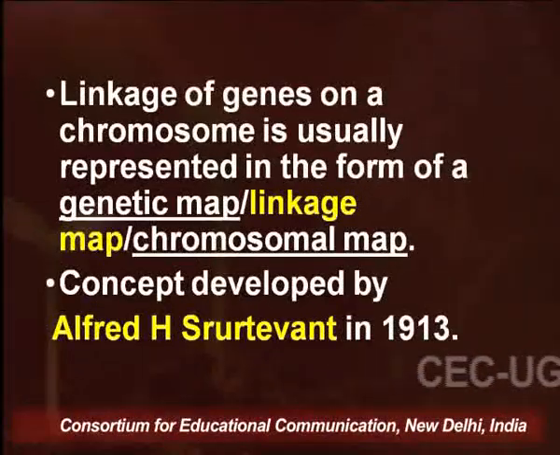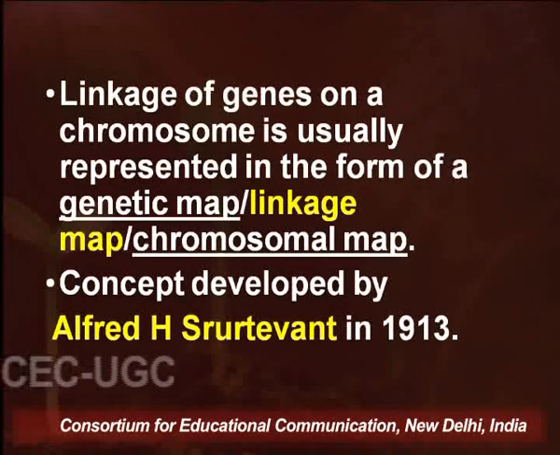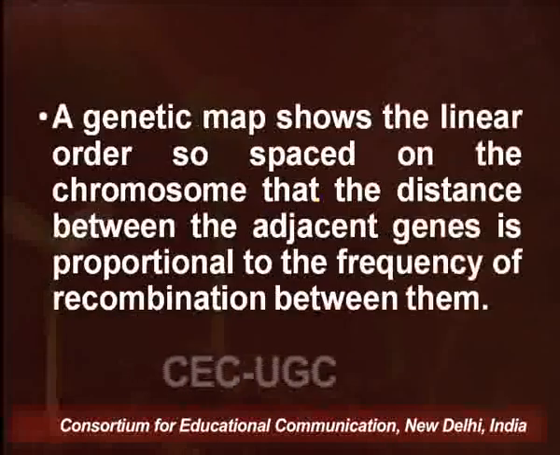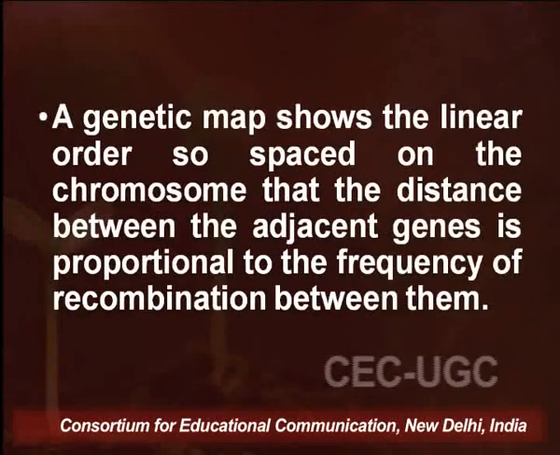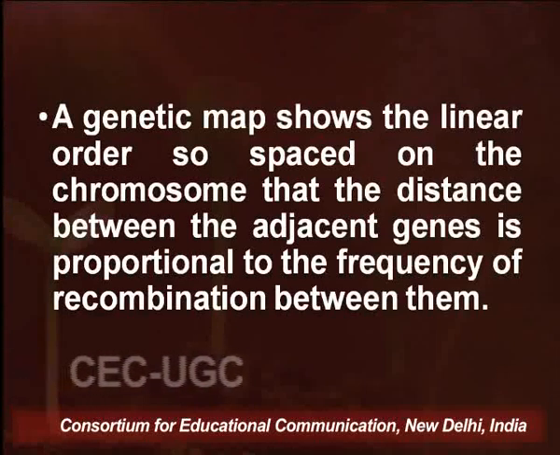Now, this is all a qualitative approach. We ask ourselves a question: how close are they? How distant are they? So, Alfred H. Sturtevant, the illustrious student of Professor Morgan, had an answer to this, who in the year 1913 made the first genetic map and also gave the idea of the Morgan units, which are the map units.